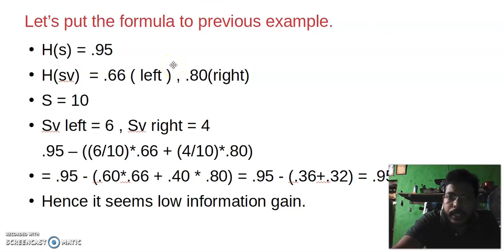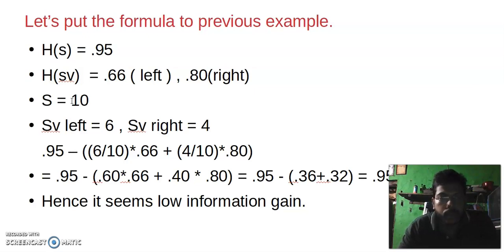So let's put the formula to the previous example. H of S we found 0.95. H of S means the entropy of the root node. If the entropy of the root node is calculated in total, then it is found to be 0.95, and once it is split, again the entropy is calculated for each split. It is split into two parts. For the left part the entropy is calculated separately and it is found to be 0.66. Again for the right part the entropy is calculated separately and it is found to be 0.80.